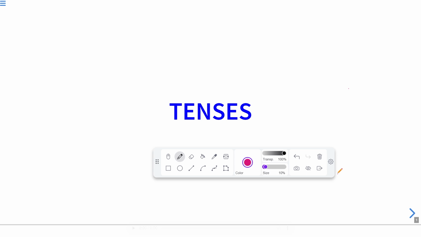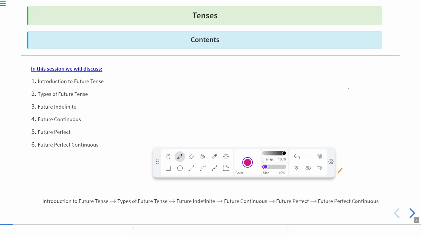In this session, we will cover the following topics: future continuous tense, future perfect tense, and future perfect continuous tense. Now, these three parts, that is introduction to future tense, types of future tense, and future indefinite, we have already covered in our last session. In this session, we will be covering these three tenses. Okay, so let's begin this session.